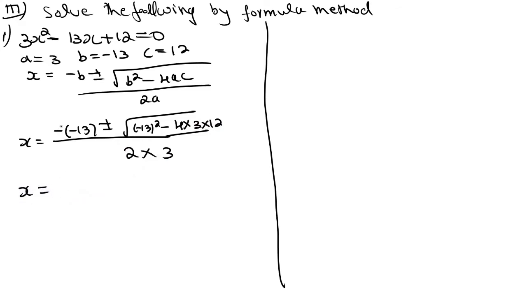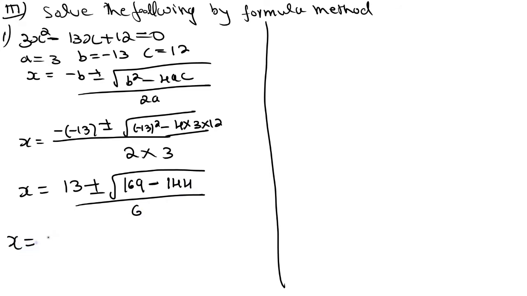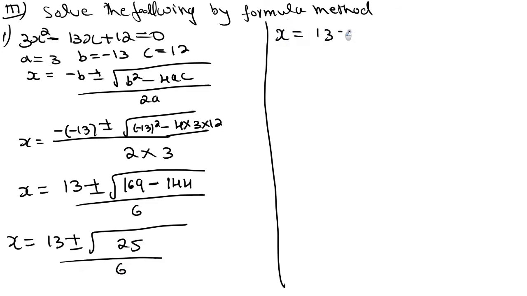So x is equal to minus into minus, that is plus, 13 plus or minus square root of 13 square, 169, minus 4 3s are 12, 12 into 12 equal to 144, divided by 6. This implies x is equal to 13 plus or minus square root of 169 minus 144, it's equal to 25 divided by 6. Okay, next, x is equal to 13 plus or minus, what is the positive root of 25? The positive root of 25 is equal to 5, right? So here write 5 divided by 6.